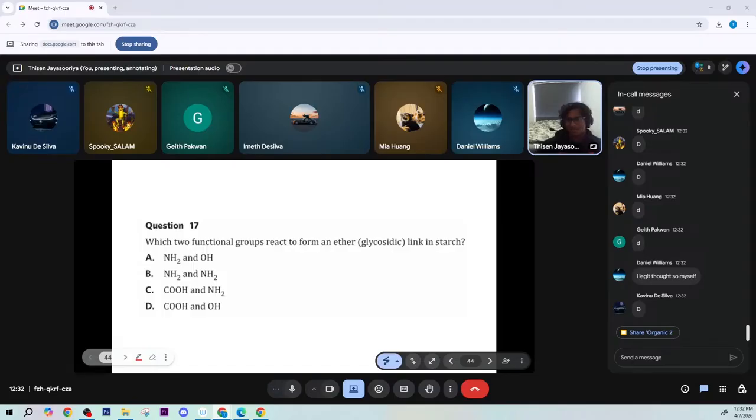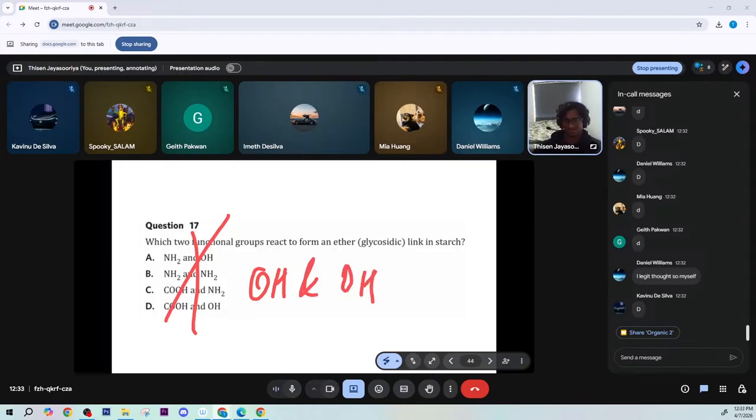And here, this question's just straight wrong. It's meant to be 2 OH groups that form the glycosidic link. Don't worry about this one.